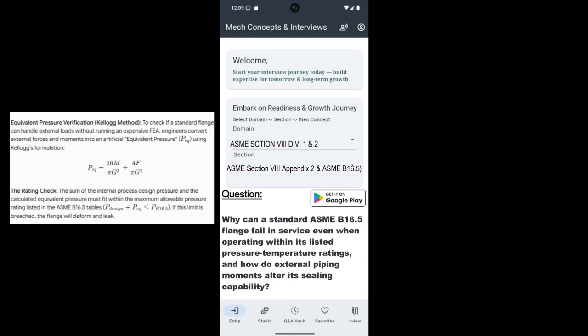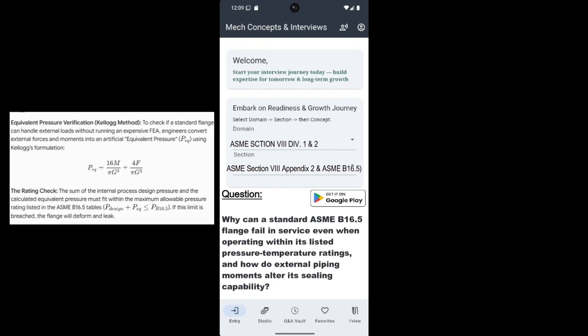Right. The Kellogg method mathematically converts the external piping moments and axial forces pulling on the flange into an artificial supplementary equivalent pressure, or P sub eq. Walk me through the formulation conceptually. We calculate how much internal pressure it would take to create the same amount of longitudinal stress in the attached pipe, and we add that artificial number to the actual internal process design pressure. This combined total must fit within the maximum allowable pressure rating listed in the B16.5 tables. And if it breaches the limit? If the sum breaches the limit, the flange is deemed structurally incapable of resisting the piping leverage and will leak.